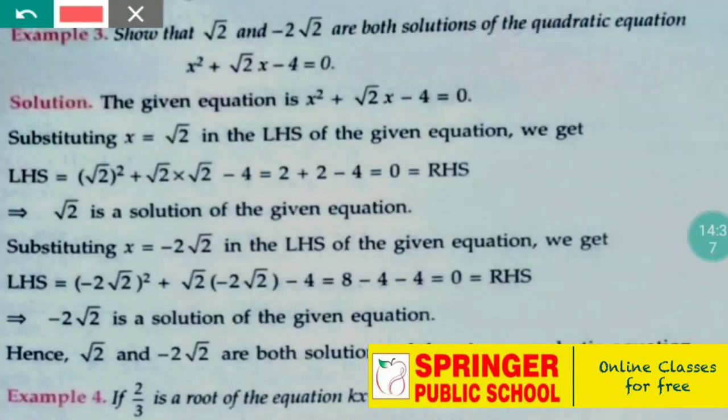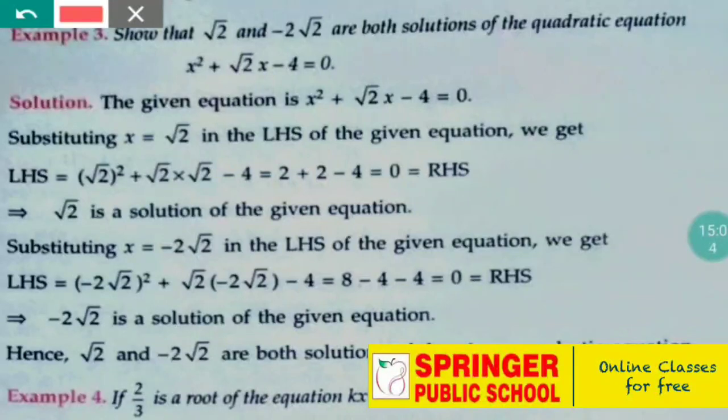Yes, fine. So students, the question is, show that root 2 and minus 2 root 2 are both the solutions of the quadratic equation. Now, when does a number become a solution of a quadratic equation or any sort of equation? When you put the number in place of the variable. Here the variable is x. So we'll put it in place of x, and if the LHS and RHS become equal, that means if the LHS becomes equal to 0, then this is a solution of the given equation.